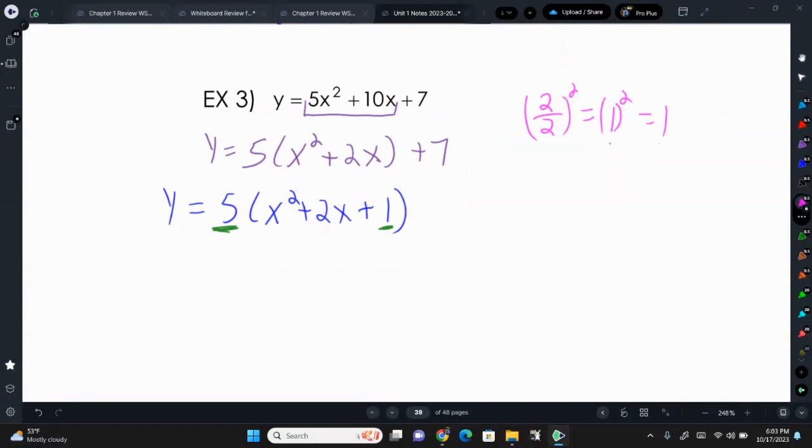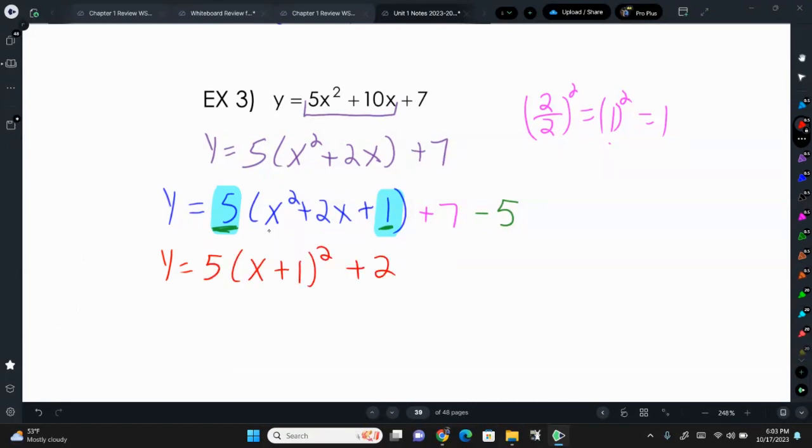So when I have to go to this part here and subtract my number, I'm actually subtracting 5 and not 1. I didn't subtract 1 even though I'm adding 1 right here, and it's because of this 5 that I factored out in front. So then I get y equals 5, x plus 1 squared plus 2. So then my vertex is -1, +2.